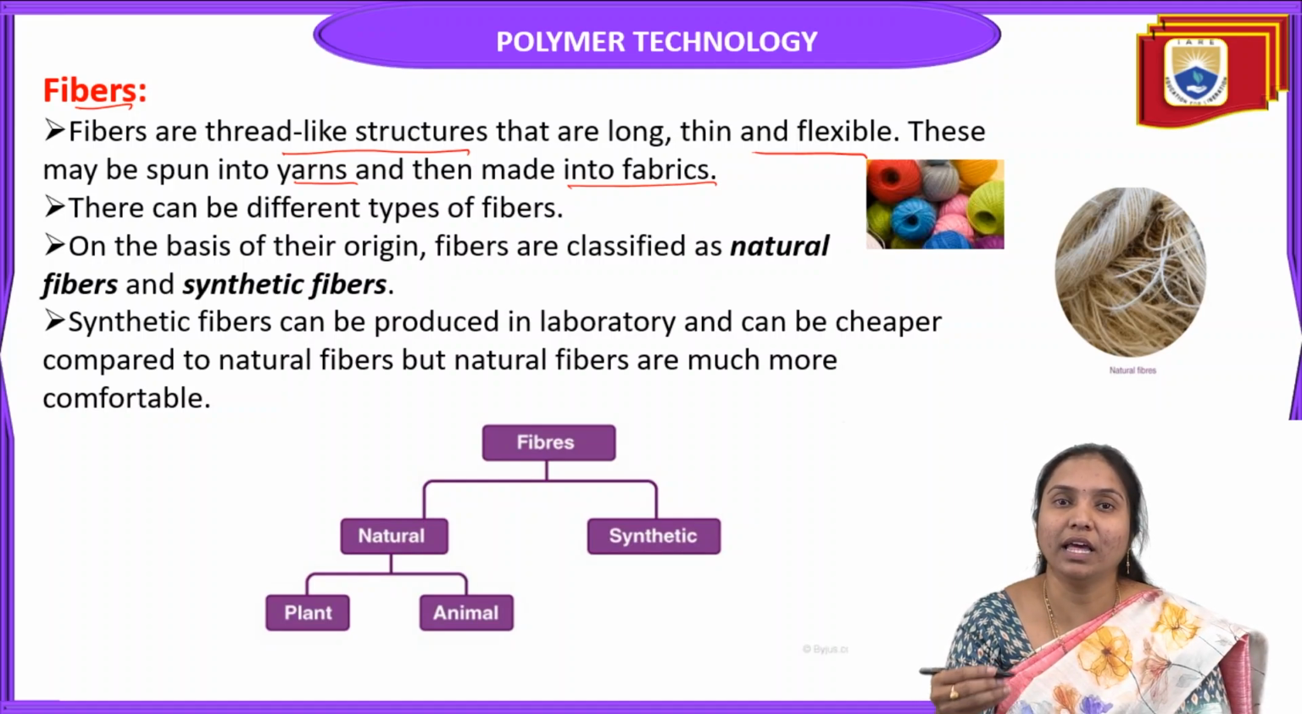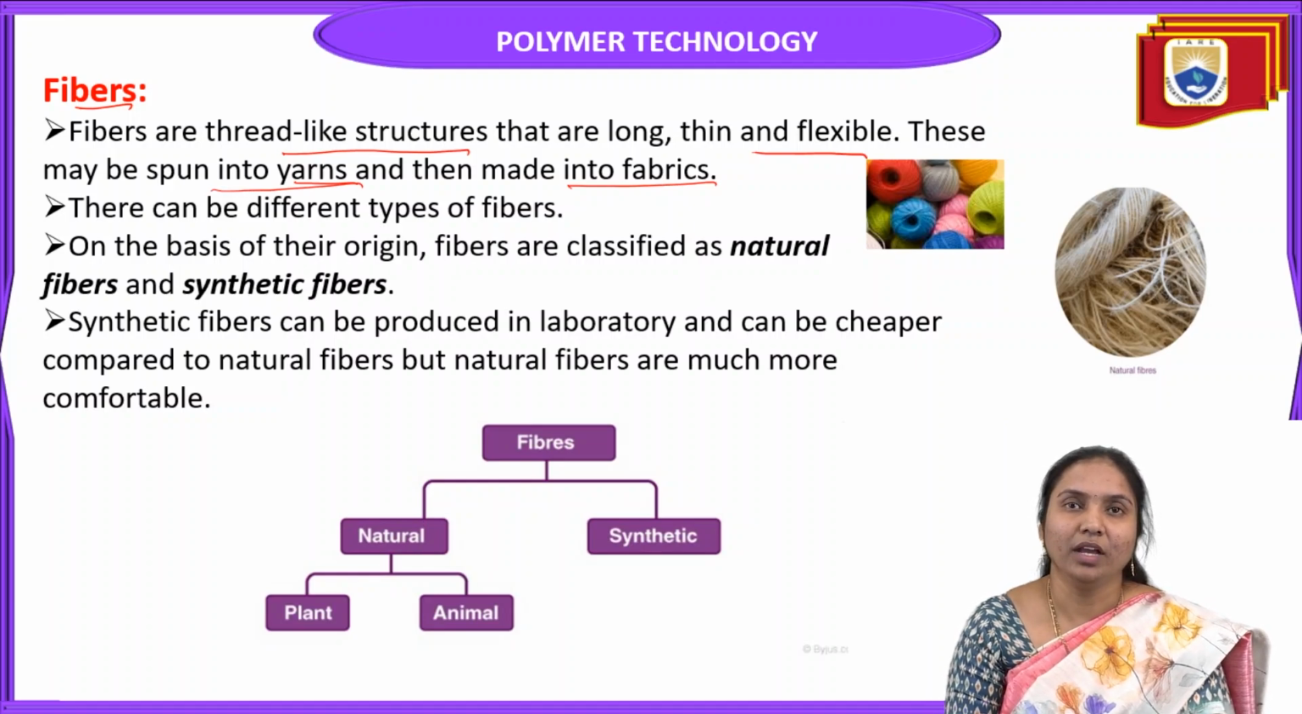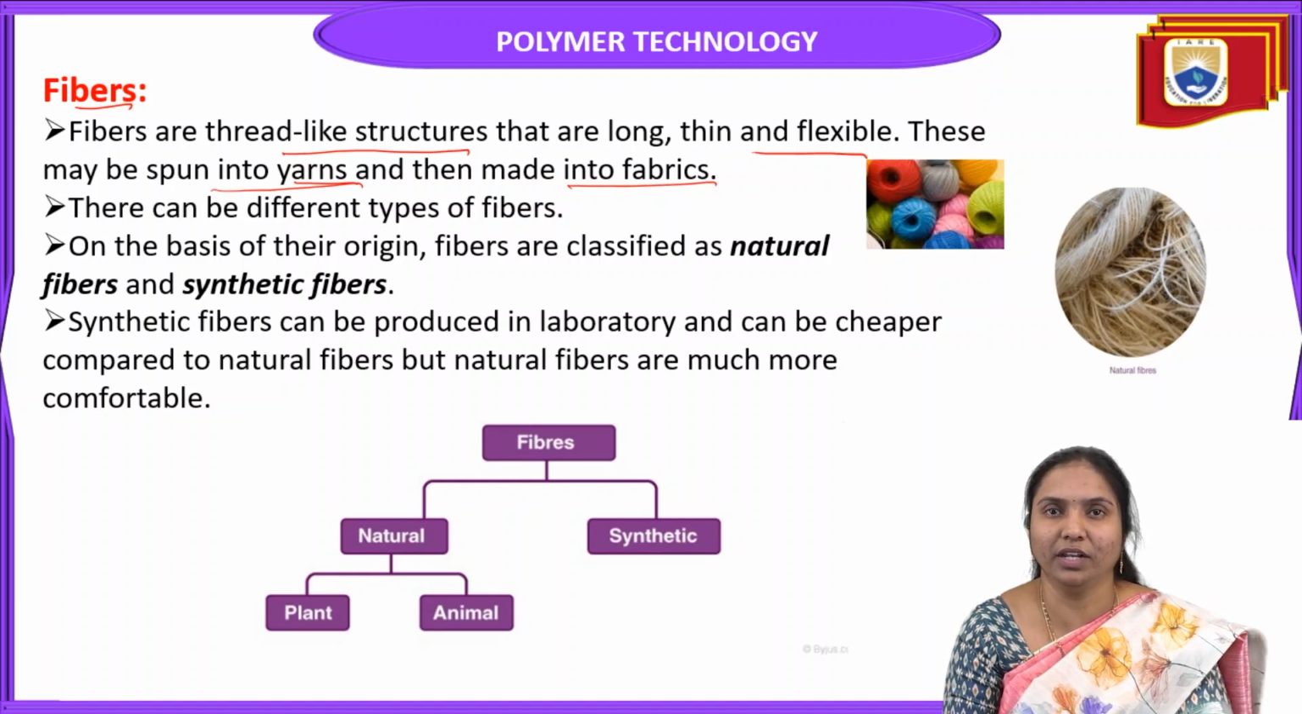A long chain filament-like material is also called a fiber. These fibers may be spun into yarns and then made into fabrics. There are different types of fibers available. On the basis of origin, fibers are classified into two types. Yarns mean different types of threads collected and then made into fabrics.